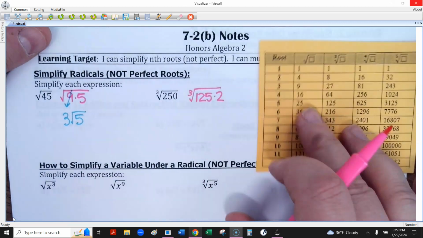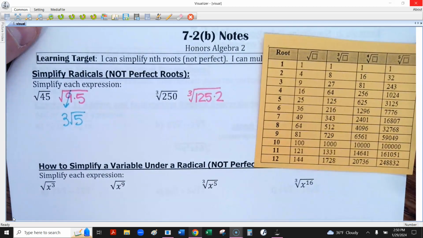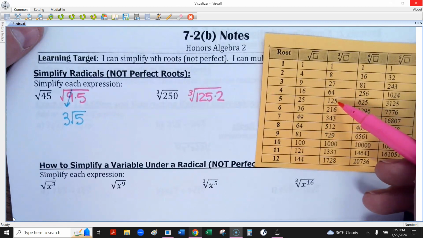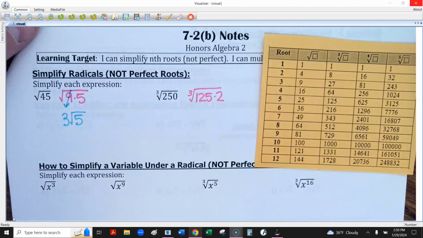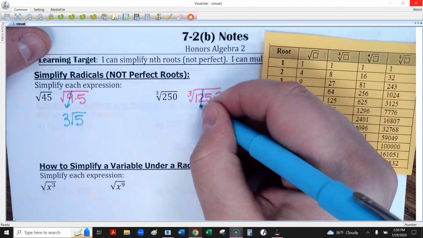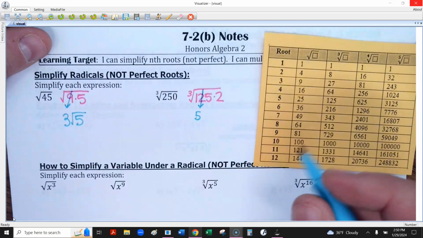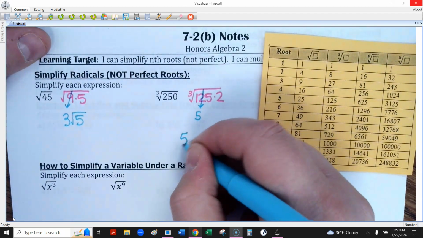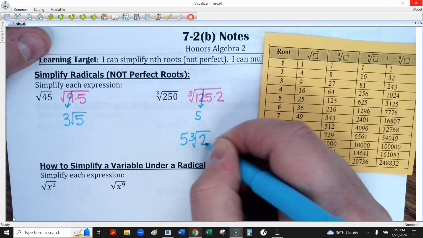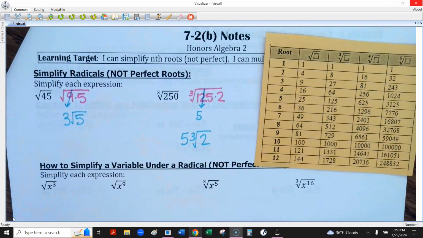And then if you're looking at the list of cube roots here, the 125, it's the fifth one down, so that root would be 5. So 125, pull this out, is a 5, and then you'd have a 2 left underneath, so it'd be 5 times the cube root of 2. Try not to forget to put the index. I'll sometimes do that.